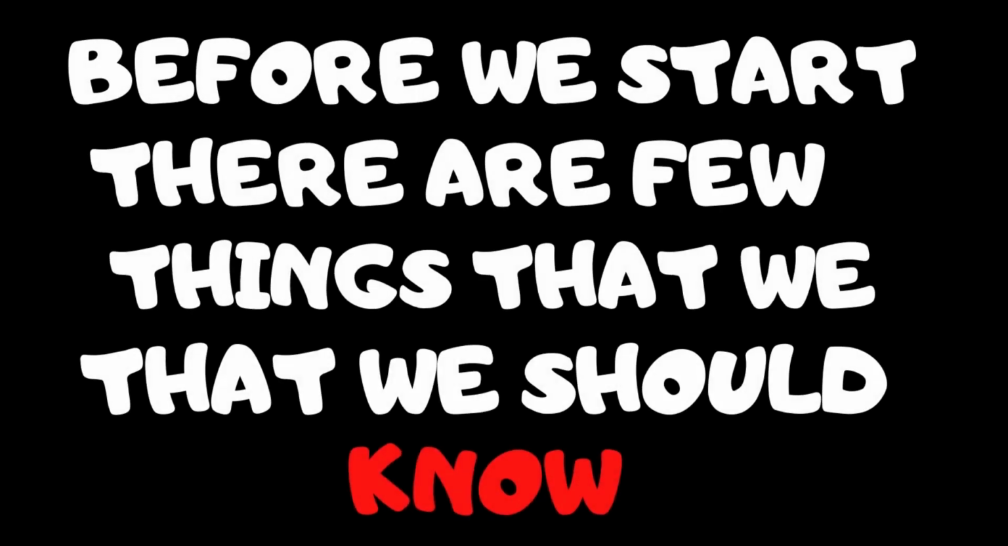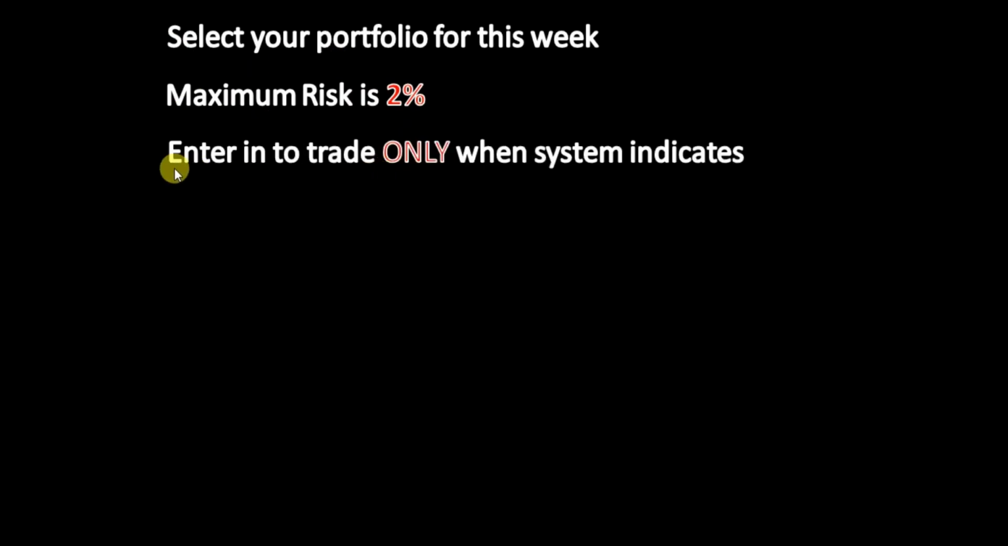So guys, before we start, there are a few things that we should know. First is, select your portfolio for this week. This is really important, and we have done a video regarding this, and maximum risk should be 2%. We're going to talk about this one as well. And enter into the trade only when the system indicates. This helps you to control all the mental factors, psychological factors. And stop loss, placing the stop loss at 30 pips.